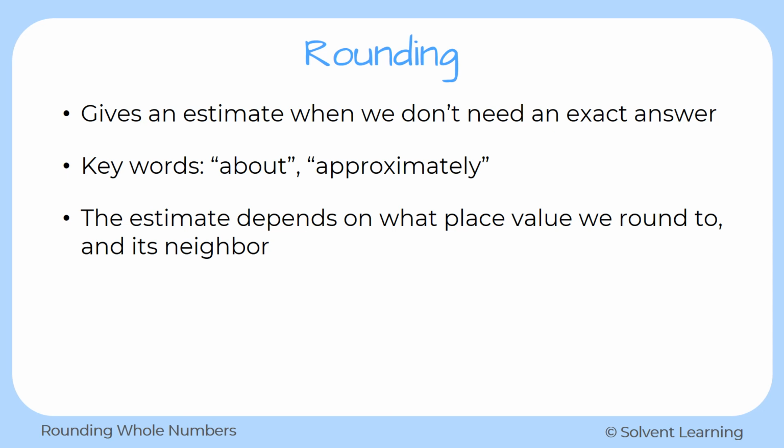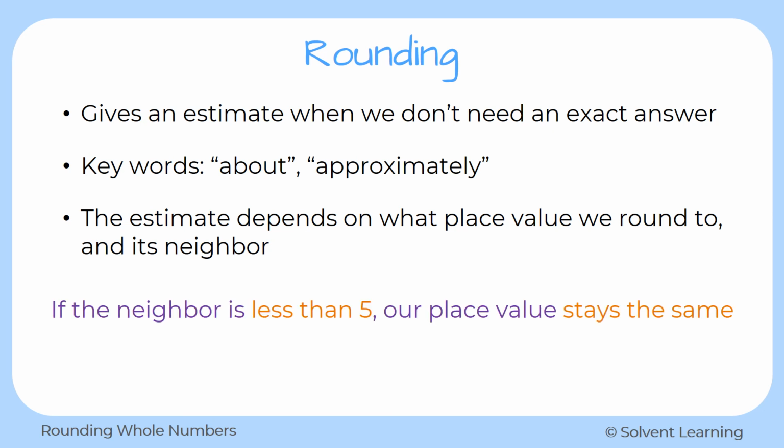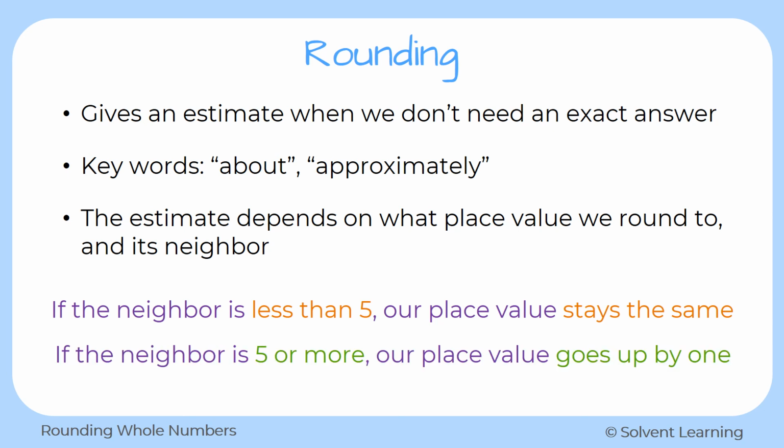So the estimate depends on what place value we round to, and it also depends on the neighbor. If the neighbor is less than 5, our place value stays the same. And if the neighbor is 5 or more, our place value will go up by 1. So now you know how to round whole numbers. Next, we're going to take a look at how to round decimals.